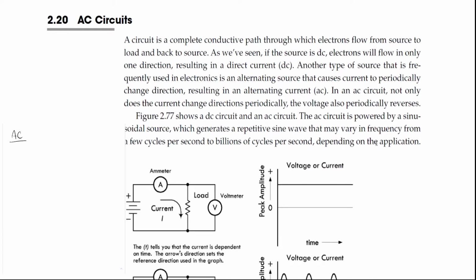So, pop my glasses on and get some reading going. A circuit is a complete conductive path through which electrons flow from source to load and back to source. Source to load, back to source. Yep. As we've seen, if the source is DC, electrons will flow in only one direction, resulting in a direct current. Another type of source that is frequently used in electronics is an alternating source that causes current to periodically change direction, resulting in an alternating current. In an AC circuit, not only does the current change directions periodically, the voltage also periodically reverses. This is something I've been really struggling to understand, that the voltage periodically reverses.